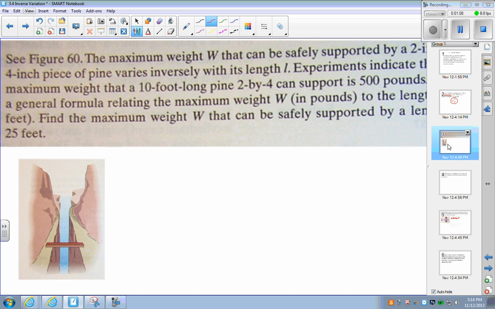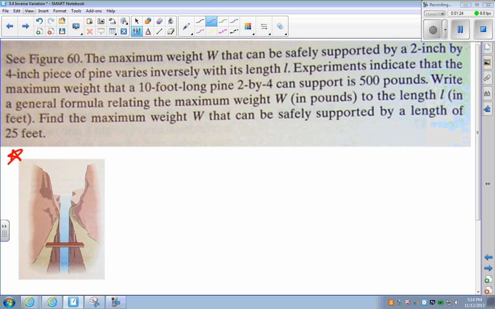So let's go ahead and look at an example where we're having to find some maximum weight when walking across a wooden board. In figure 60, by the way, I just got this straight from the book, so it'll be problems just like it. On figure 60, we're going to be looking at this picture. The maximum weight W that can be safely supported by a 2 by 4 inch piece of pine wood varies inversely, that's the keyword that we're looking for, with its length L. And so just with that first sentence, we can set up some equation. We're always going to put some k on top because it's just some constant divided by L. Okay, so we've already got our equation.